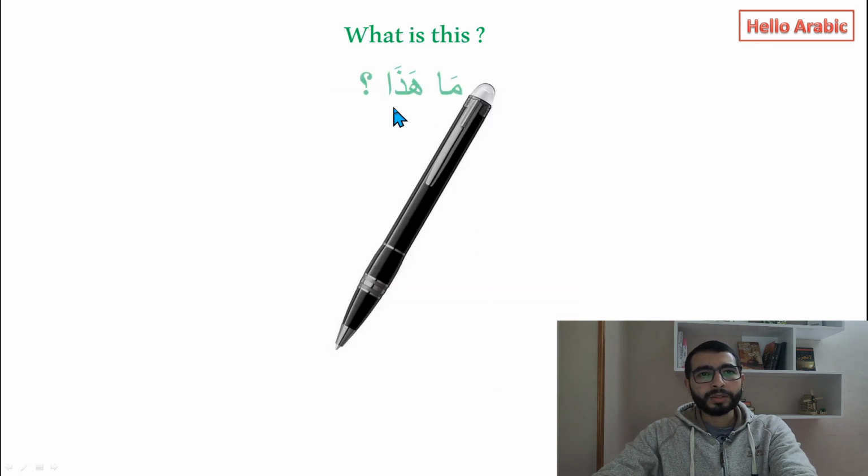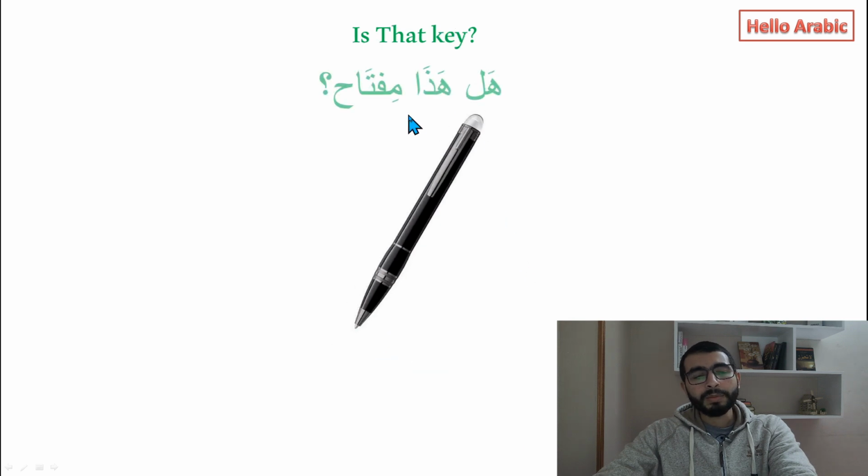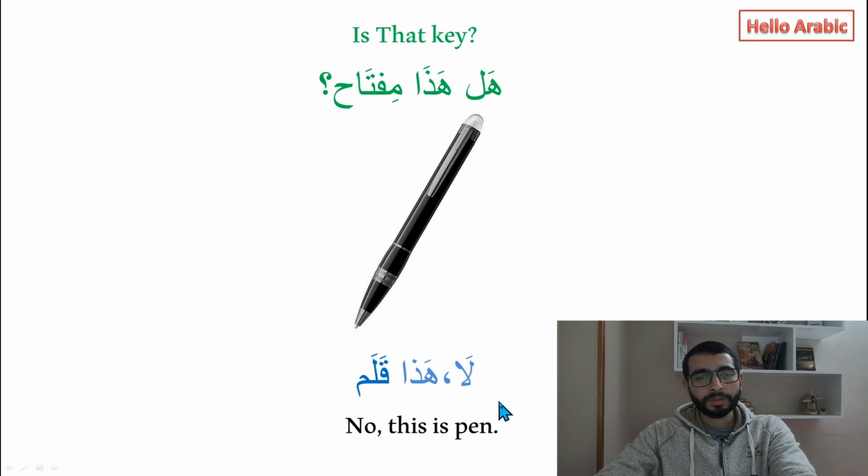ما هذا? هذا قلم. This is a pen. هل هذا مفتاح? Is that a key? لا هذا قلم. No, this is a pen.